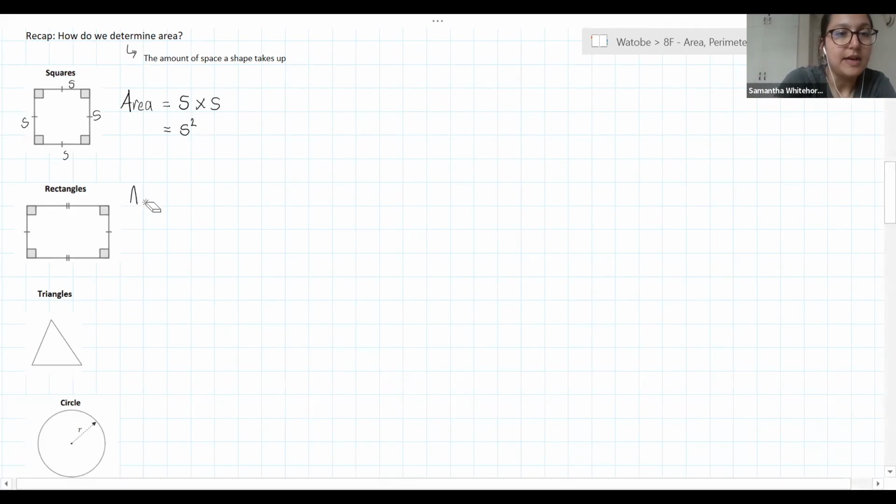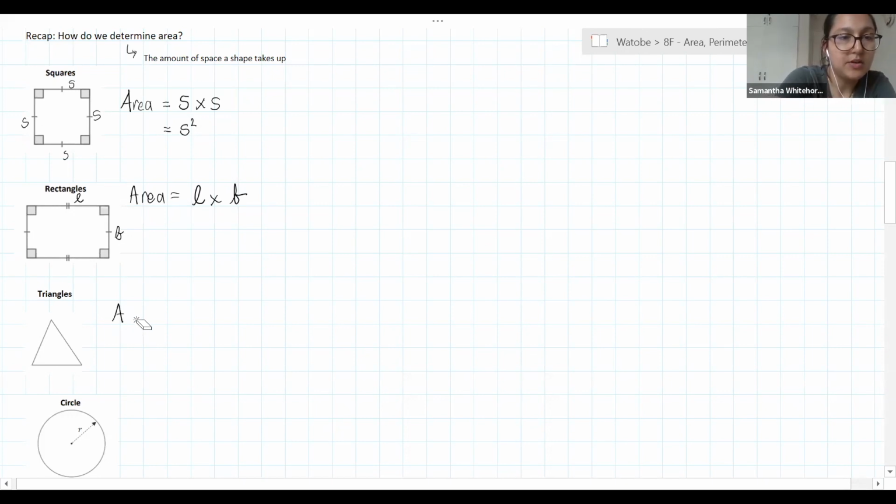The area of a rectangle, this is the one most of us remember, is length times breadth. You don't have to write your letters like that. You can just write an L and a B. You can also say length times width. Really doesn't matter. It means exactly the same thing. Remember, your length is your longer side, and your breadth or width is the shorter side of the rectangle.